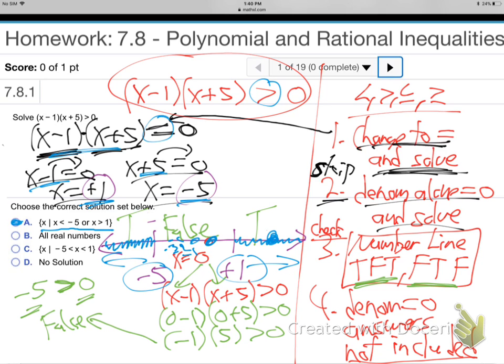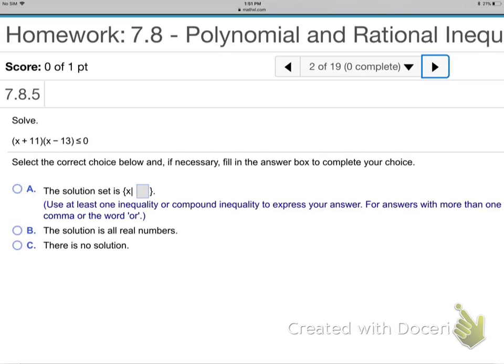And there we go. All right, now I know some of that stuff, I didn't give you good logical reasons why. I just said do this, do this, do this, and it'll be true. So, okay, let's try that one. X plus 11 times x minus 13 less than or equal to 0. So go through those steps.